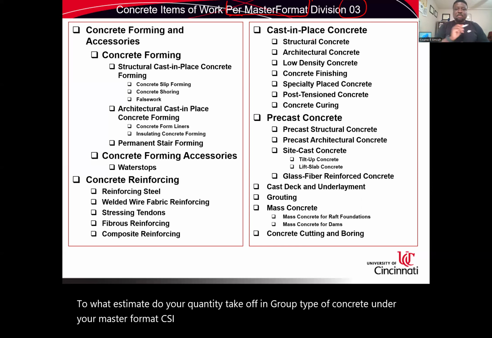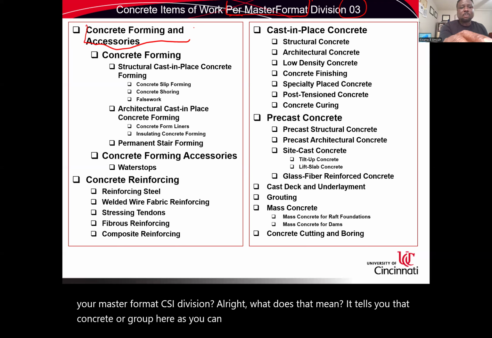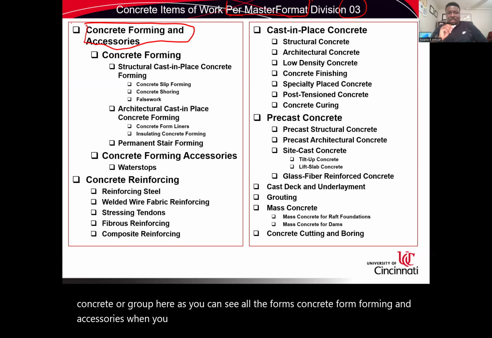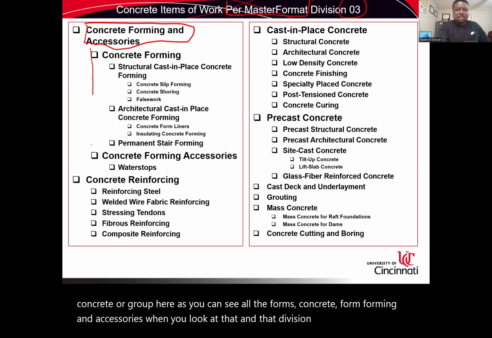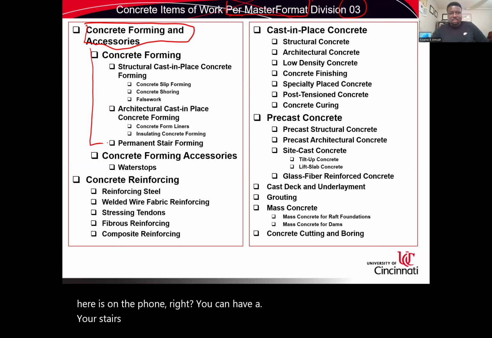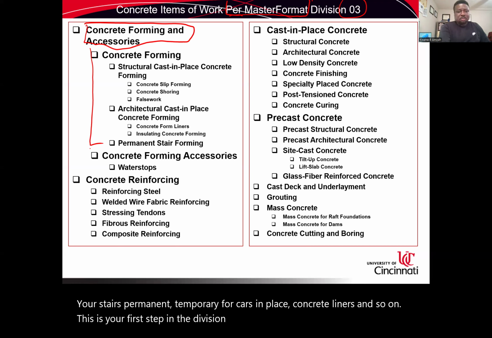All right, what does that mean? It tells you that concrete is grouped here, as you can see, all the forms, concrete form, forming, and accessories. When you look at that under division 3, everything related here is under form, right? You can have formwork for your stairs, permanent, temporary for cast in place concrete, liners, and so on. This is your first step in the division 3. And then you can have all the accessories and then water stops and so on and so forth.